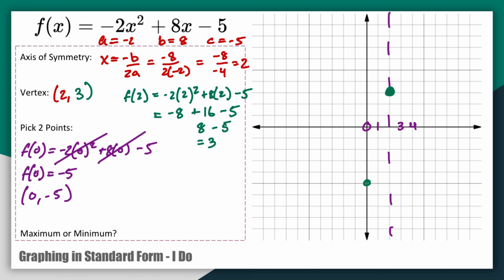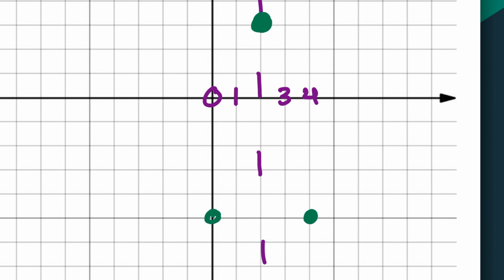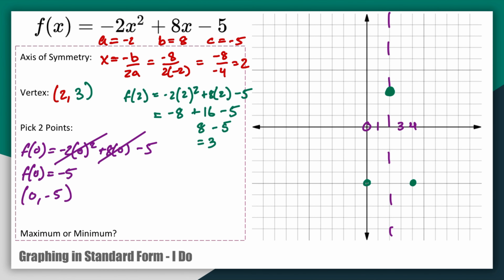And then I'm going to go to my 4 point and plot that also. Okay. So notice how, look, 0 is 2 spaces away from the vertex. 4 is 2 spaces away from the vertex. So those points should match across the axis of symmetry. Okay. Let me just carve out a little bit of space here.